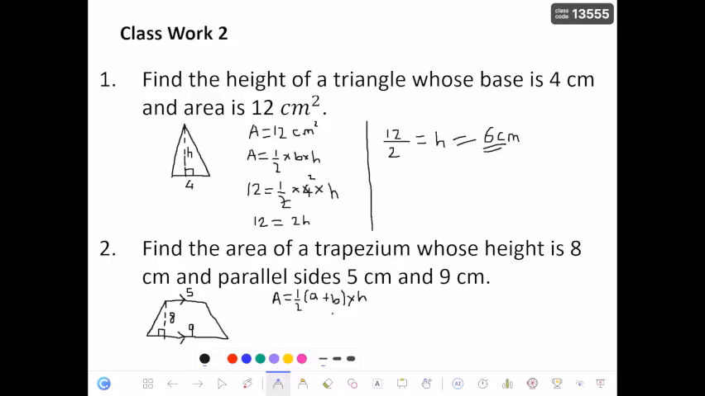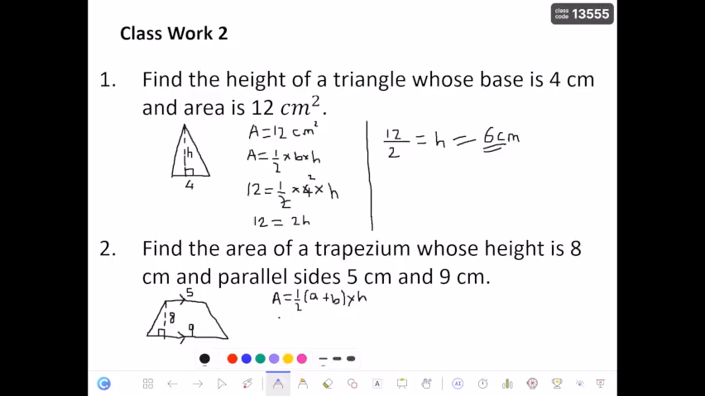Remember in our last class, the video I did, I said parallelogram and triangle and trapezium are actually the same. The only difference is a trapezium has two bases, because you remove the top and have a small base from the triangle that was removed. So they all have the same formula.